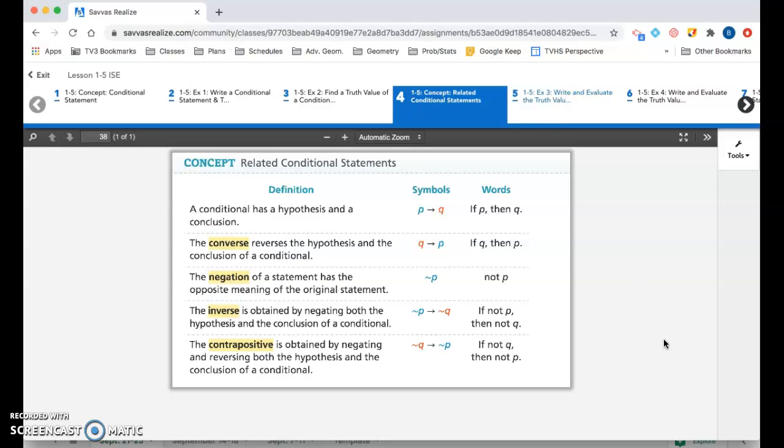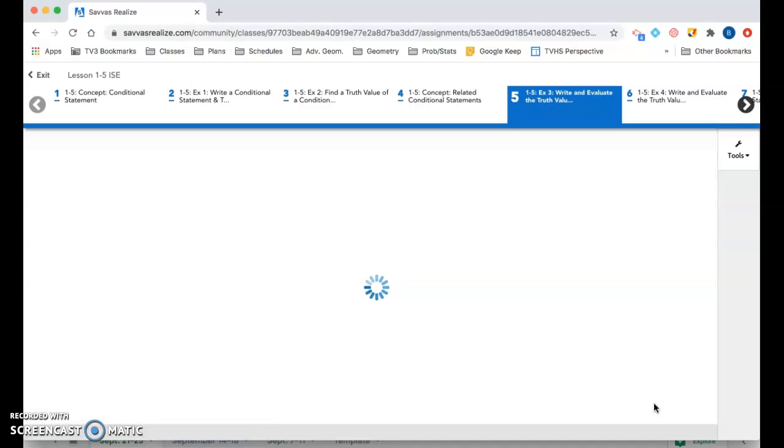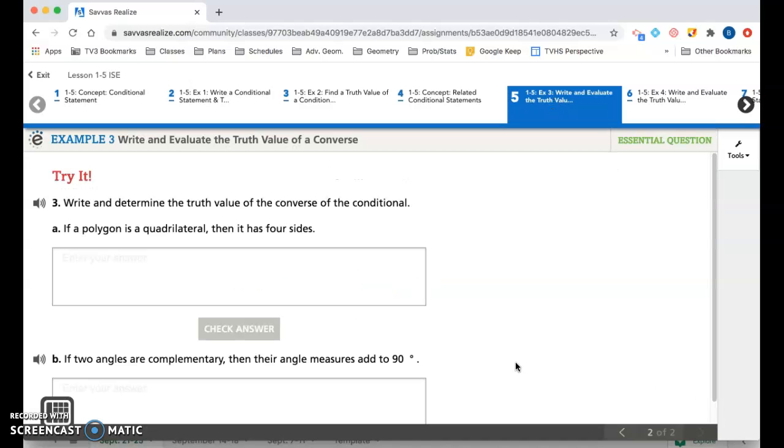Now, under example 3, there are a couple more examples for you to try. I would encourage you again to look at this. For instance, example 3a here says, if a polygon is a quadrilateral, then it has 4 sides. What would the converse of that be? Well, it would be if a polygon has 4 sides, then it is a quadrilateral. And then you would think, is that true? Does every 4-sided polygon fit under the category of quadrilateral? And the answer would be yes, it is. And then I'll let you try letter B on your own.